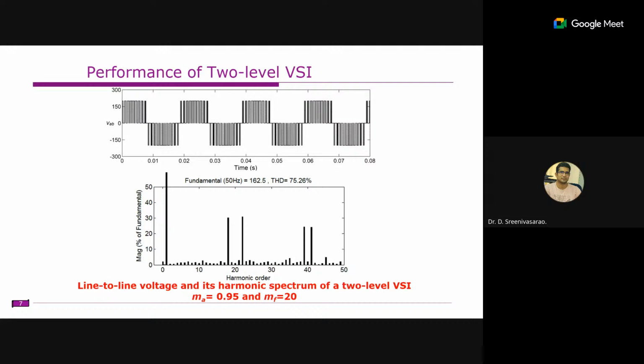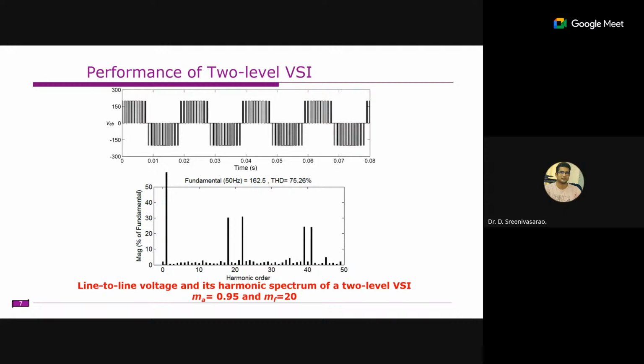If you want to use current control for the inverter, there are methods such as hysteresis current control and triangle carrier current control. In that case the inverter acts like a controlled current source, so we can control the current flow inside the inverter. Depending on the application, sometimes we use voltage control methods, and sometimes current control methods.